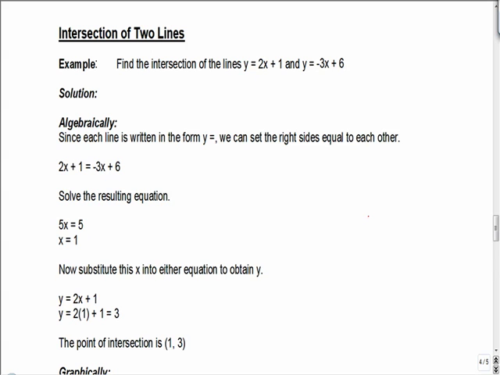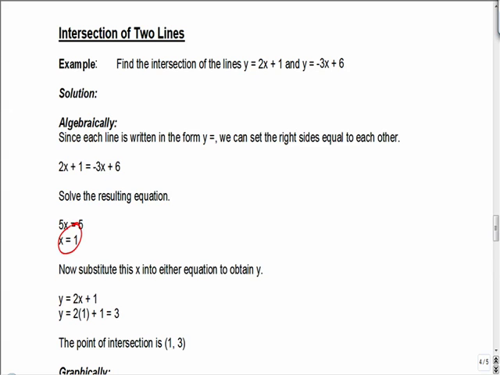Algebraically, since each line is written in the form y equals, we can set the right sides of the equation equal to each other. Doing so gives us 2x plus 1 equals negative 3x plus 6. And if I solve the resulting equation, I get 5x equals 5, or x equals 1.